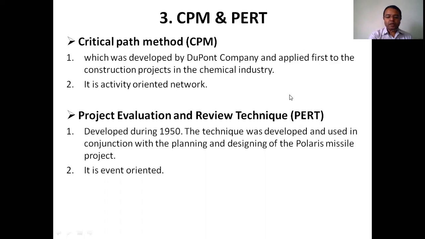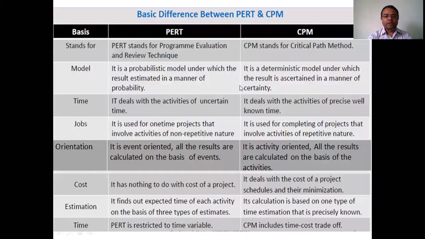Now let us go to the difference of CPM and PERT. So, difference between the CPM and PERT. PERT stands for Program Evaluation and Review Technique. CPM stands for Critical Path Method. So this is just the long form.